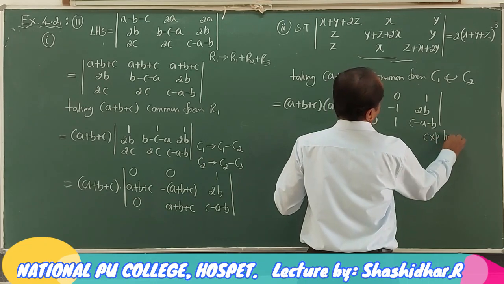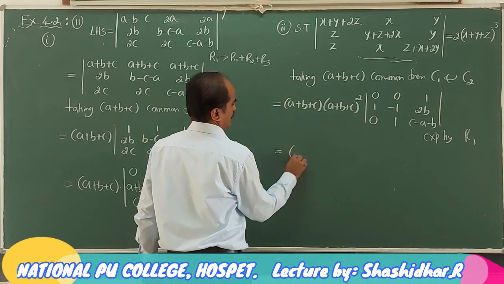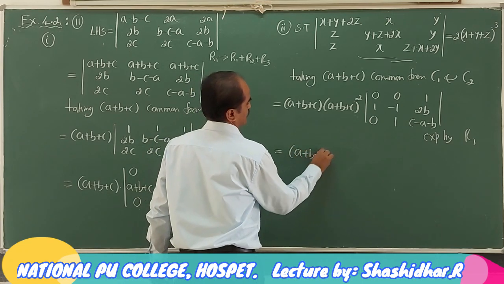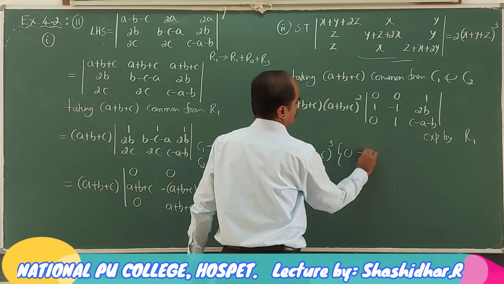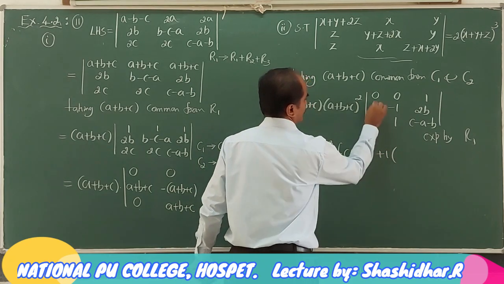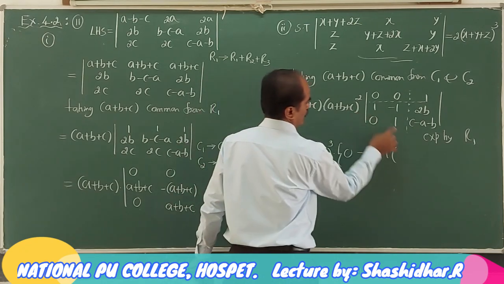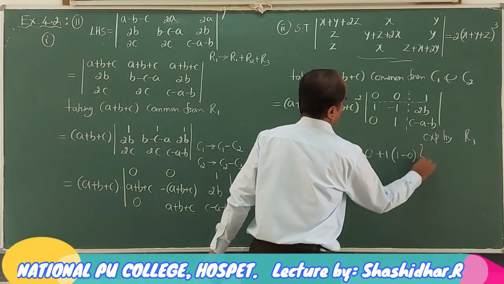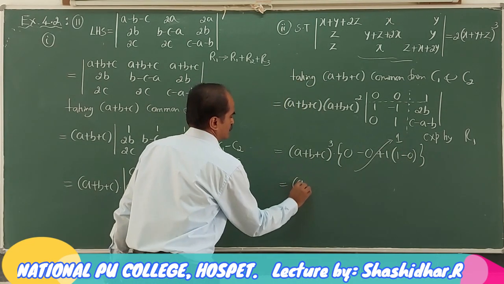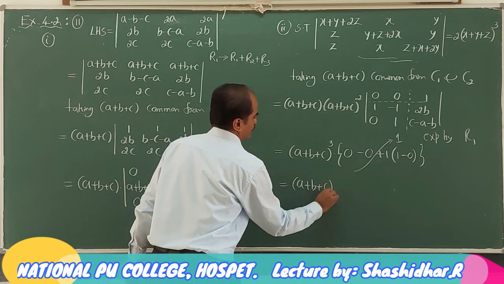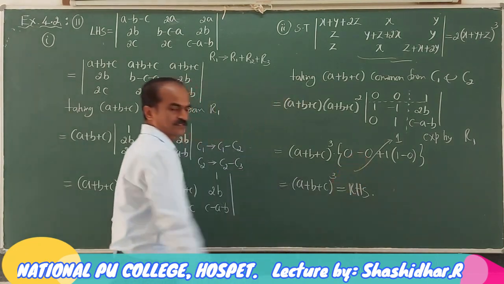Expanding by R1 because two zeros are there. It is a plus b plus c whole cube into first element 0, second element 0, third element 1 into, leave first row, third column, 1 into 1, 1 minus 0. Nothing but this whole determinant value is 1. So in this way, it is a plus b plus c whole cube. Hence the result.